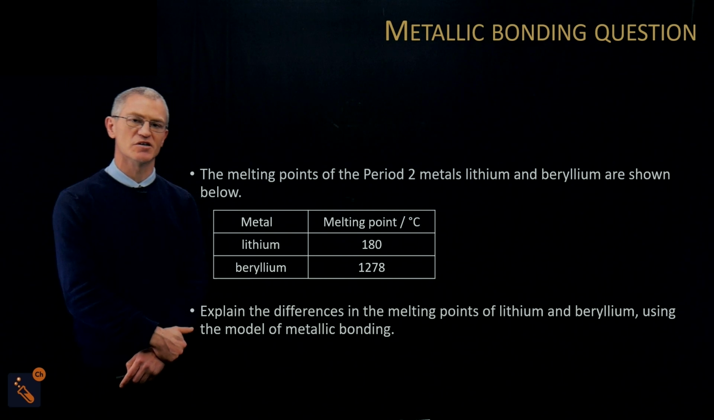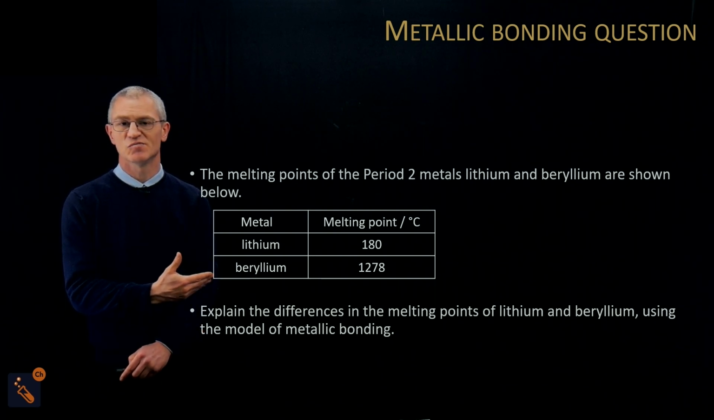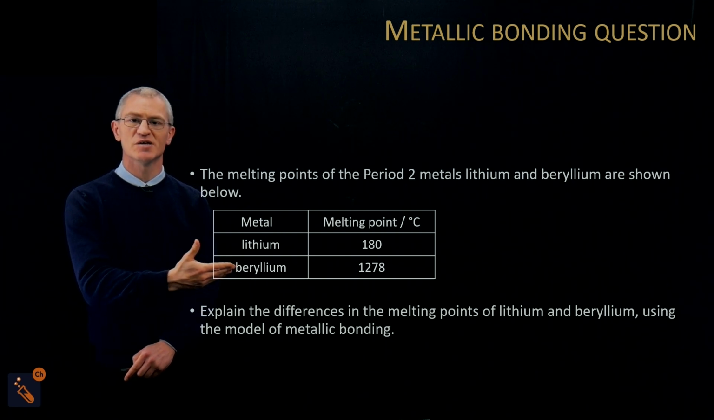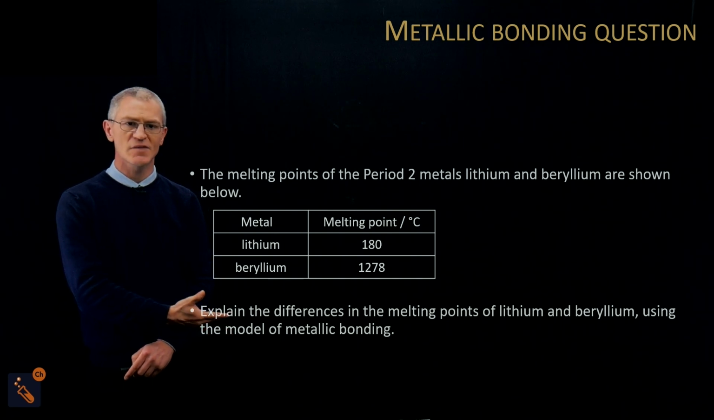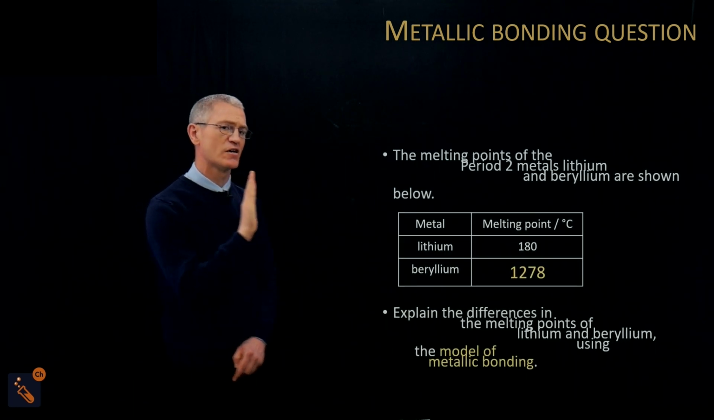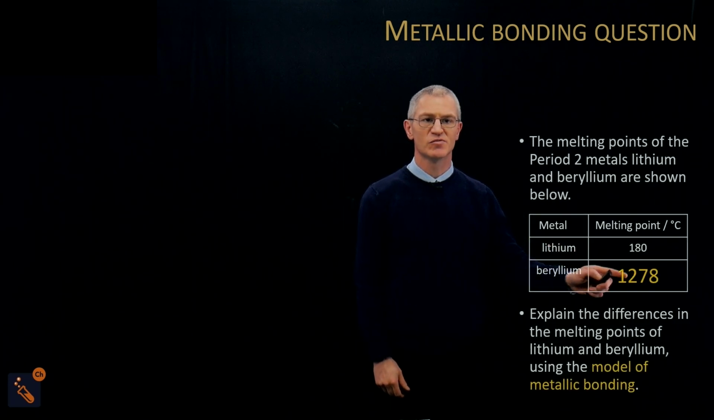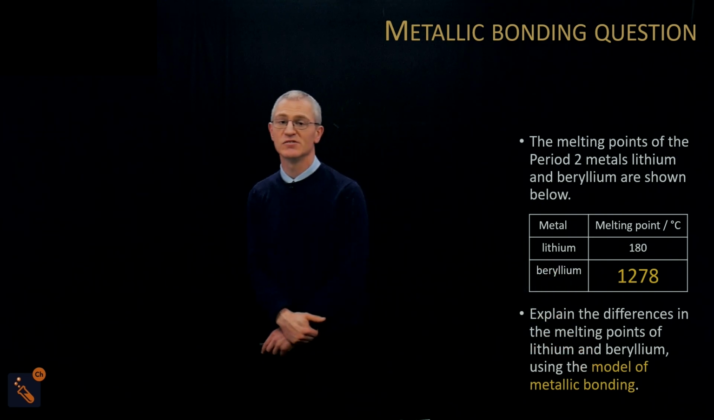Now, the question we want to go through is how to explain those melting point differences in more detail. So we have 2 metals here, lithium and beryllium. We can see beryllium has a much higher melting point than lithium. And the question is asking you to explain the difference using a model of metallic bonding. If we put this over to the right, and then we look and we see we've highlighted that higher melting point, which is much higher than 180, about 1,000 degrees higher, and we've highlighted the model of metallic bonding that we need to use to answer the question.